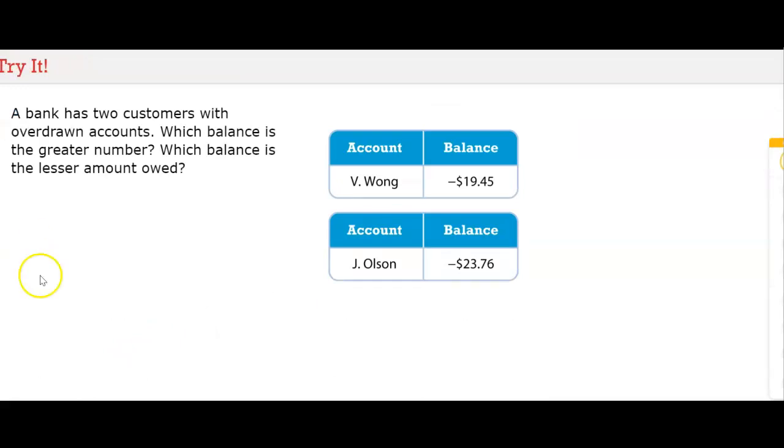A bank has 2 customers with overdrawn accounts. Which balance is the greater number? Which balance is the lesser amount owed? So we have to look at the balances of each person and find the absolute value of that number. So the absolute value of V. Wong would be 19 and 45/100, and J. Olson would be 23 and 76/100. And which one is greater?